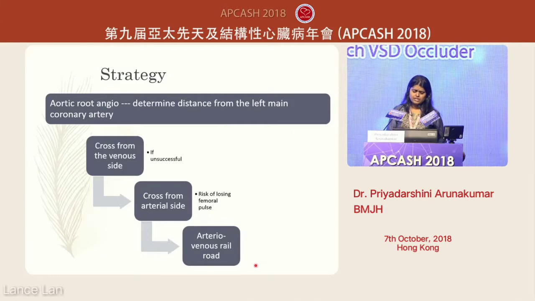The strategy was an initial aortic root aortogram to determine the distance from the left main coronary artery, which will tell us whether to go forward or back out of the procedure depending on how far away the LMCA was from the defect. Then the initial approach was a trial at crossing from the venous side, and if unsuccessful, to go on to the arterial side. Because it was a very small baby weighing around 5 kgs, there was a risk of losing the femoral pulse from the arterial side, and hence it was not the best option to go ahead with. And then the arteriovenous railroad or arteriovenous loop was to be created in case both were not okay.